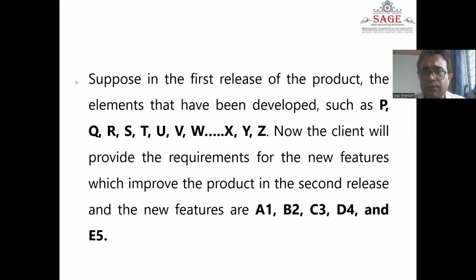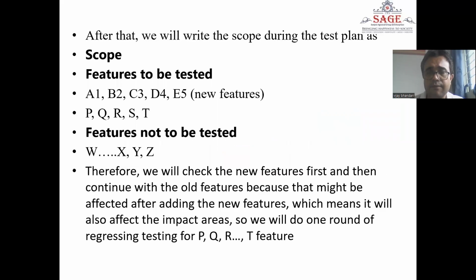Now suppose in the first release of the product, the elements that have been developed are PQ, RST, UVW, XYZ. Now the client will provide the requirements for new features, which improve the product in the second release: the new features A1, B2, C3, D4, and E5. After that, we will write the scope during the test plan. Features to be tested: A1, B2, C3, D4, E5, PQRST. Features not to be tested: WXYZ.